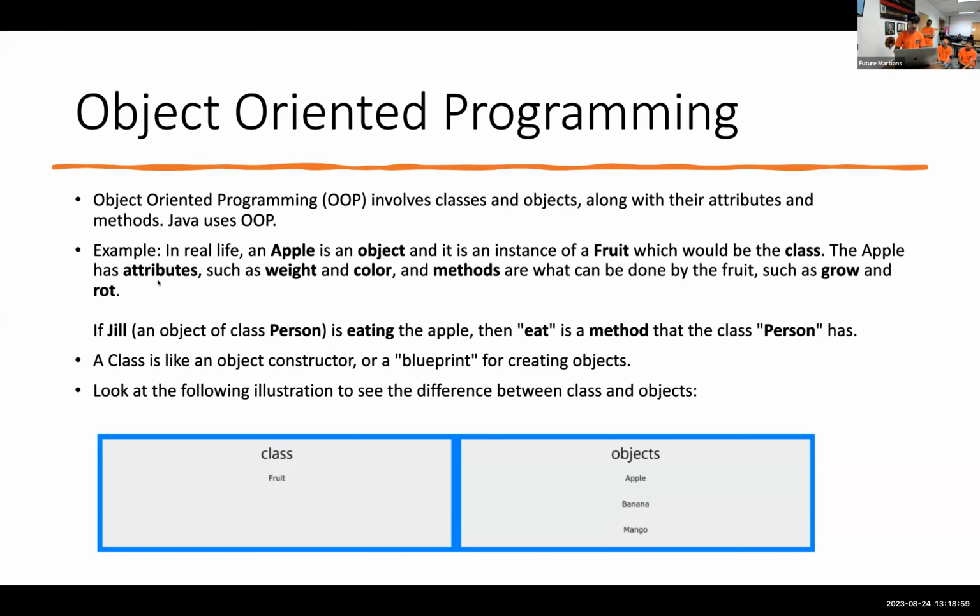The apple has attributes such as weight and color, and methods are what can be done by the fruit, such as grow and rot. If Jill, an object of class person, is eating the apple, then eat is a method that the class person has. A class is like an object constructor or a blueprint for creating objects. The following illustration shows the difference between classes and objects. For example, if the class is a fruit, then objects under it could be apple, banana, or mango.